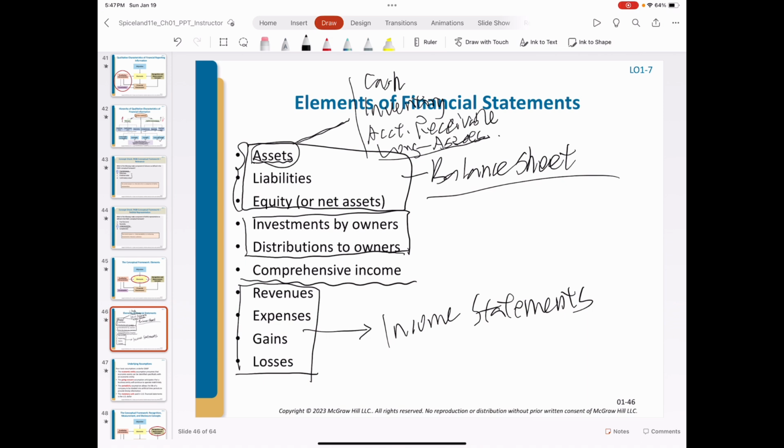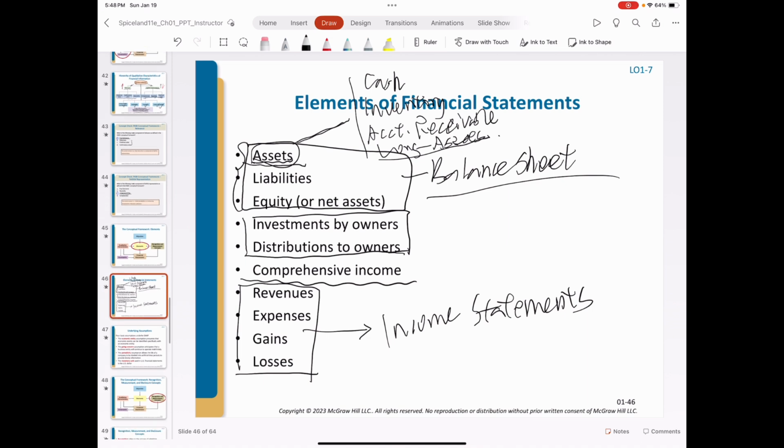The reason is that when we break down into different accounts, this provides more useful information to the investors and creditors. Investors or creditors not only want to know the amount of assets, they also want to know the components of the assets: what's the amount of current assets, what's the amount of long-term assets. So these are the elements we report in the financial statements.